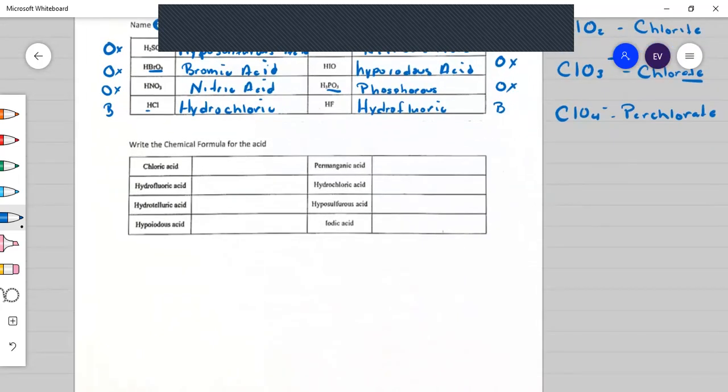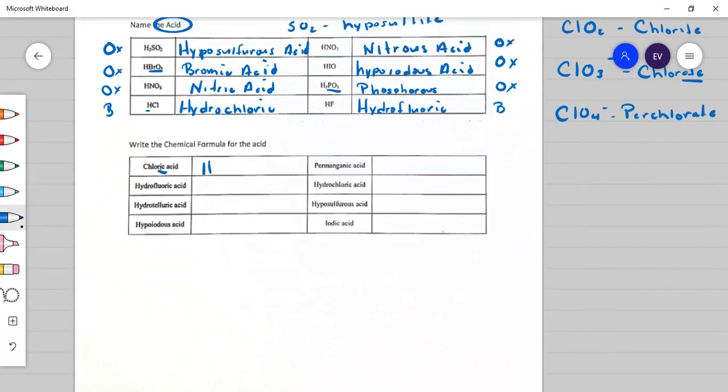Let's scroll this up a little bit and get to the last part. This one shouldn't have taken you guys more than half an hour at most. Chloric acid. Chloric, I get the ic ending, so I know that's going to be chlorate. Chlorate has a -1 charge, so this is HClO3. Hydrofluoric, it's right here. HF.